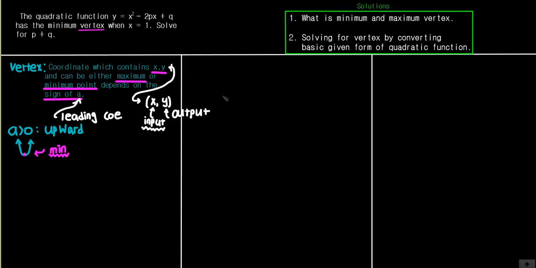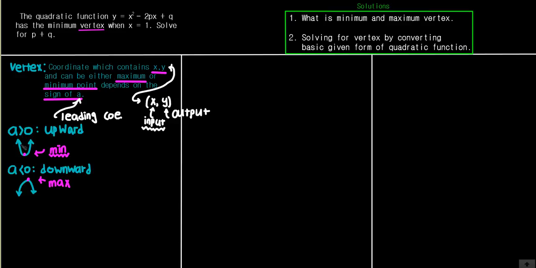Let's think about when the vertex becomes a maximum point of a function. It's a case when the a value, which is the leading coefficient of our function, is less than 0. And if it is less than 0, which means when the a value is negative, the graph will go downward. The graph is going downward, which means the graph will look something like this, and it keeps going down. And this means only the maximum point right over here is going to exist.